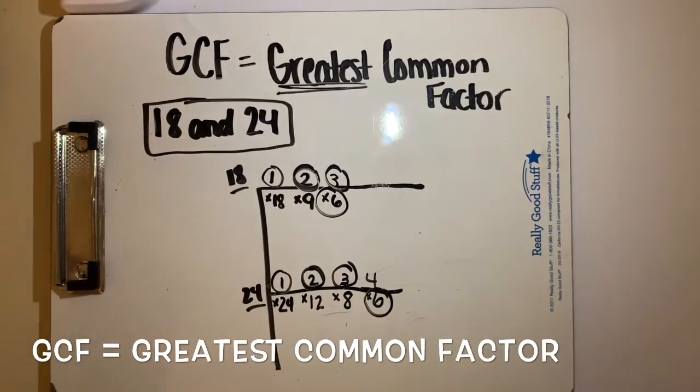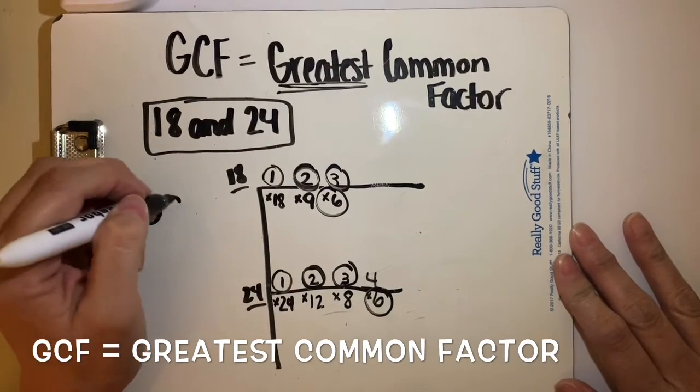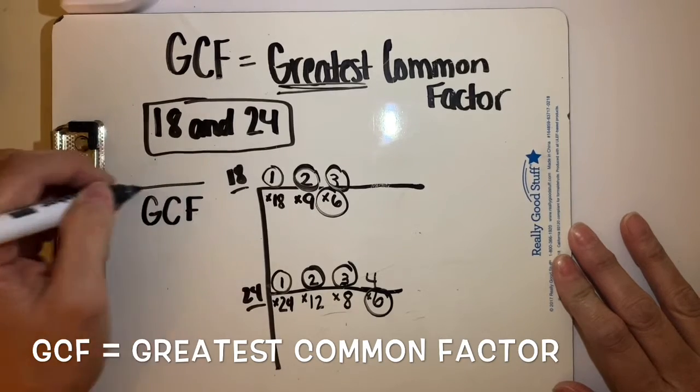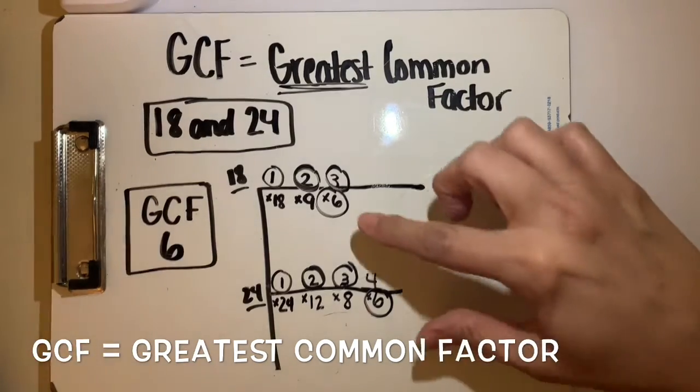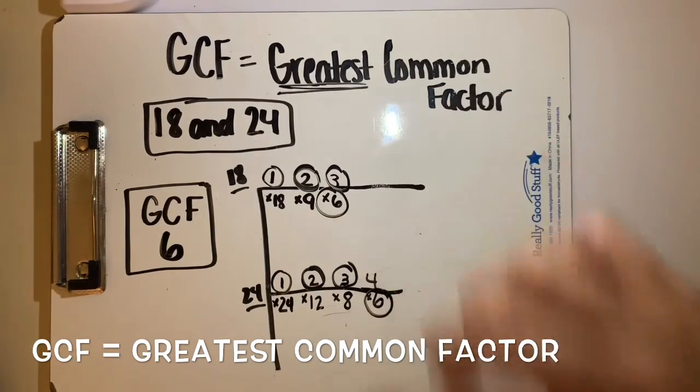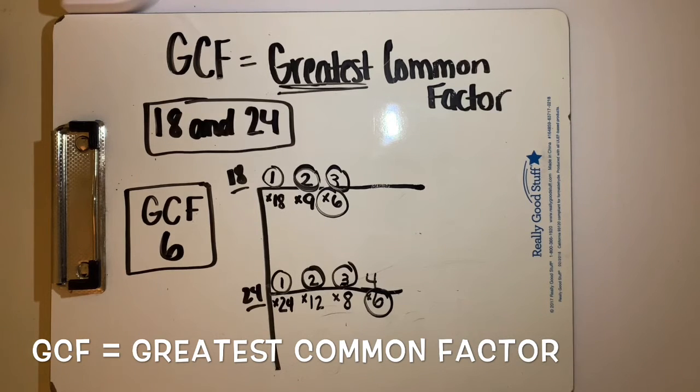But which one is the greatest? Which one is our GCF, that greatest common factor? You're right, it's 6. Out of all the numbers they have in common, 6 is the greatest one.